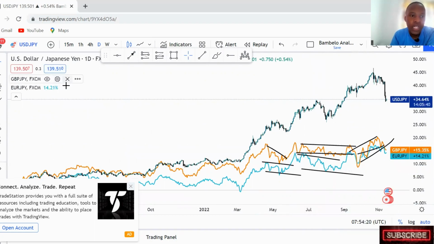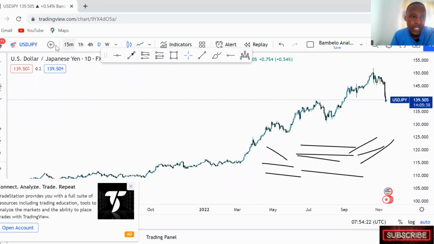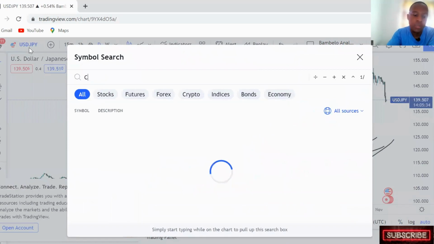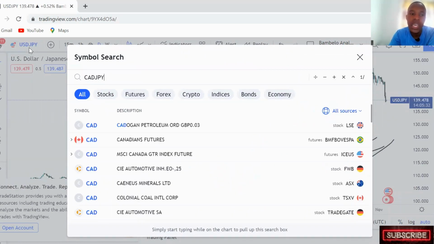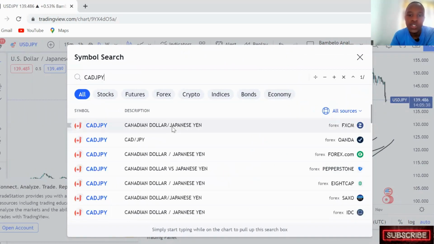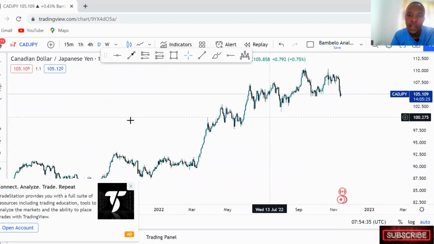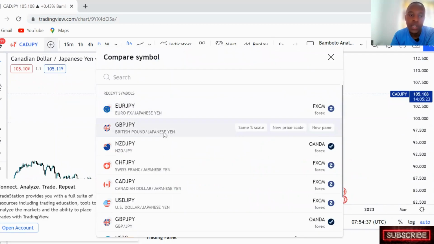So let's move on now, guys, to the last set of correlations. The last set of correlations among the JPY pairs is CAD JPY and Swiss JPY. Right, so this is Swiss JPY, guys. And this is CAD JPY, which is the actual chart. So I'm just going to add Swiss JPY now.